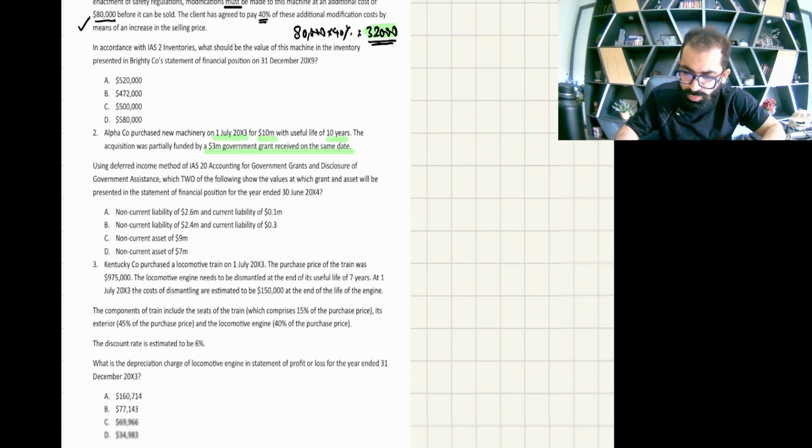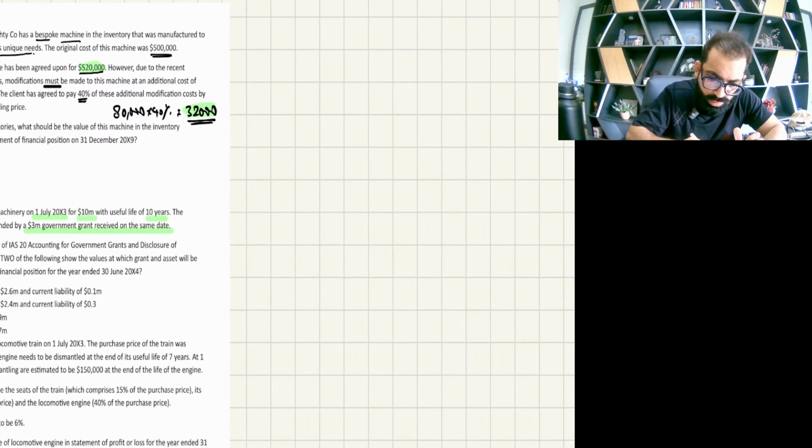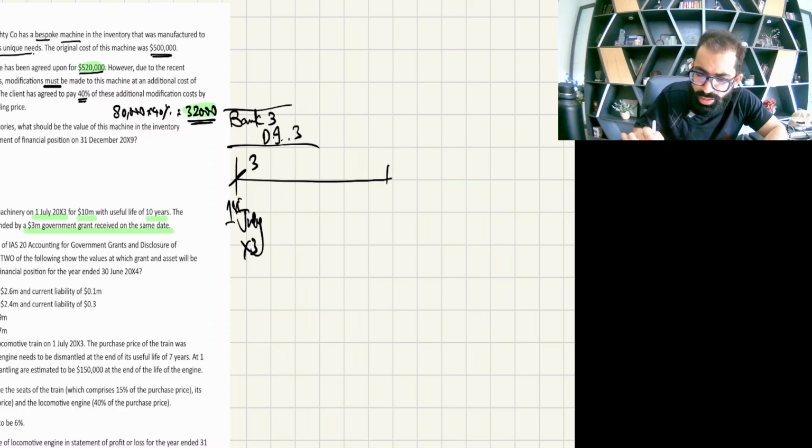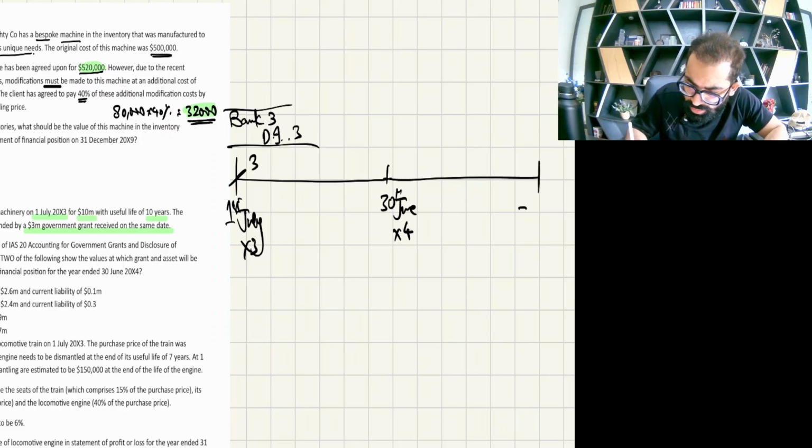So on 1st July X3 we made the entry: bank debit 3 million and deferred income credit 3 million. So initially our deferred income was 3 million. Now 1st July X3 to 30th June X4 is the first year, and then you will have a second year, that is 30th June X5.